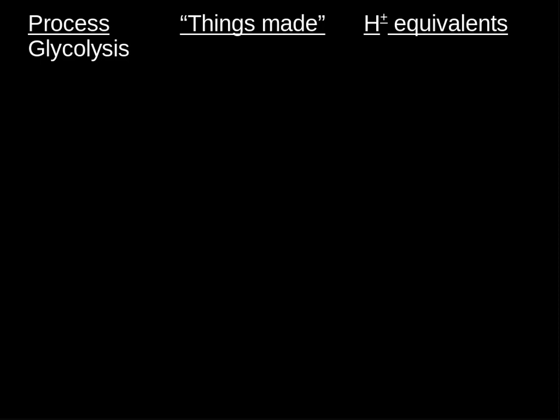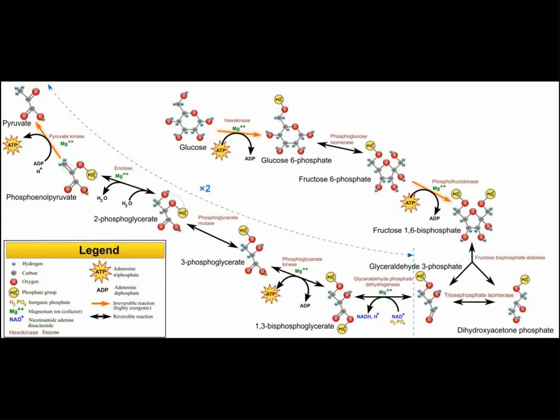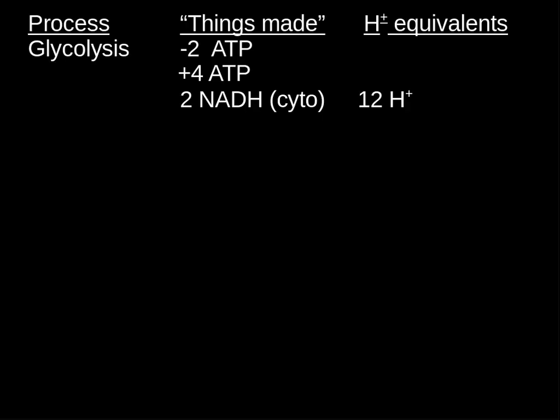Okay, so let's start adding up some things made here. We have glycolysis. What things do we make in glycolysis? Give me some of the things that we make. ATP. ATP, what else? So we're making a net of 2 ATP, and we are making 2 NADH per glucose. And our net there for the NADH, made in the cytosol, is 12 protons.